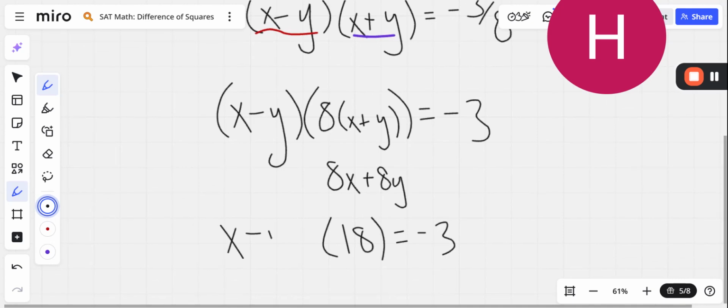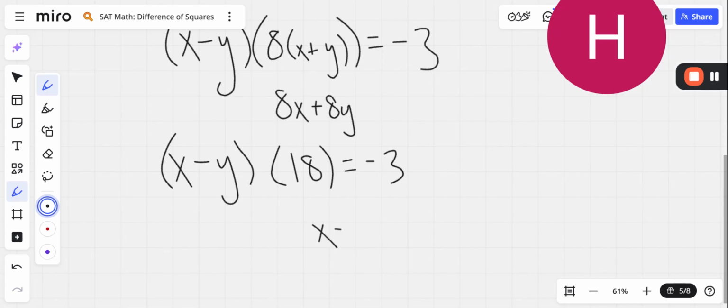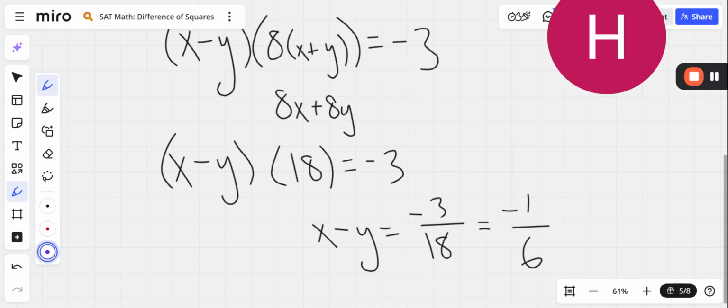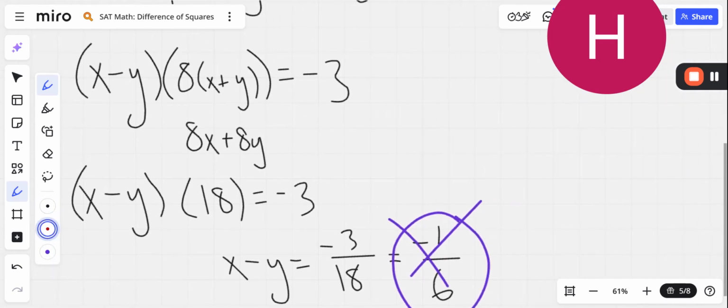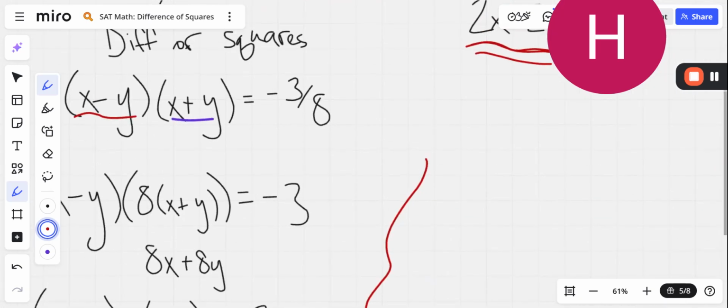So we're given that x minus y times 18 is equal to negative 3, which of course means x minus y is equal to negative 3 over 18. This will undoubtedly be one of the answer choices on a multiple choice test. This is not the correct answer, because even though we did a good job, we found this missing x minus y. We need to use it to answer the question.